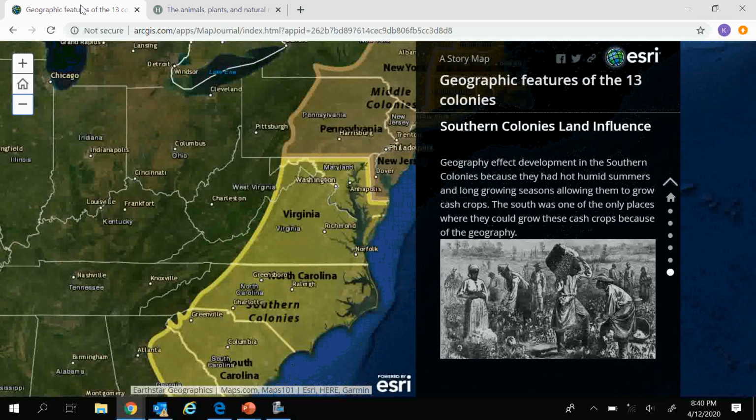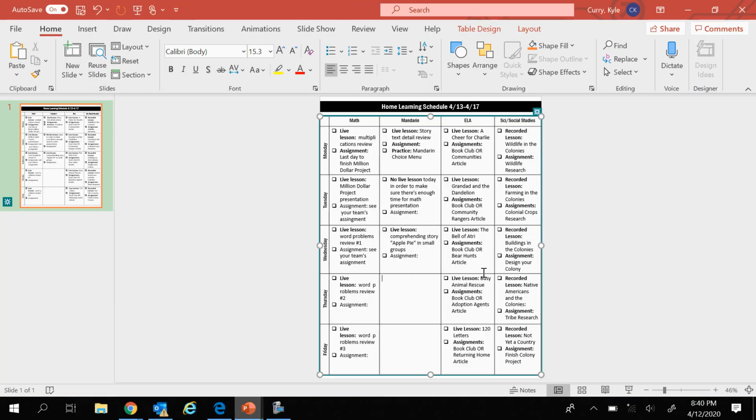So we've seen different types of animals, and we've looked at the geography of the 13 colonies. Now you're going to be finishing up your research, if you haven't already, on the animals of the 13 original colonies. It's there on your team's assignment. And tomorrow, Tuesday, we are going to start looking here. I'll pull up your at-home learning schedule. So starting Tuesday, we're going to start looking at farming in the colonies specifically, and you'll be doing some research on the colonial crops at that time.